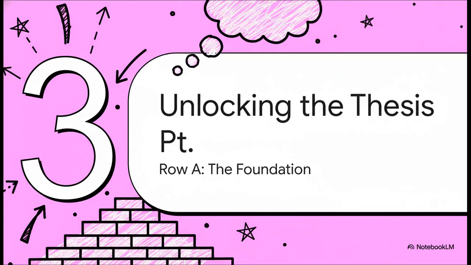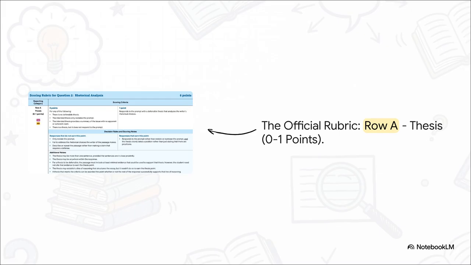Okay, so with that in mind, let's jump into the rubric itself and see how this all works, starting with row A. This is the foundation of your entire essay, the thesis. And here it is, right from the College Board. This is the official language for that thesis point.